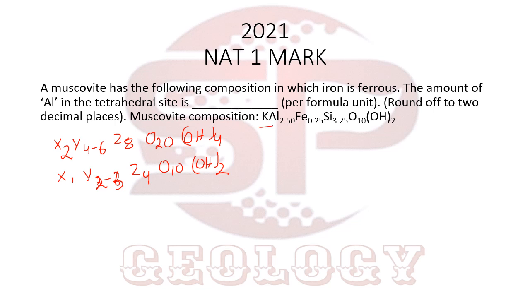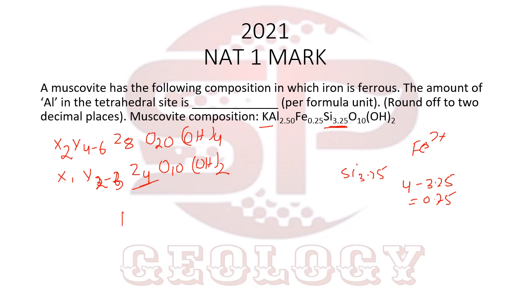So the K place is filled up, the X place is filled, that is 1. Now iron is 2+, so it will occupy the octahedral site. And here the Si place should be 4, but the Si is 3.25. So how many more will it require? 3.25 to 4 is 0.75. So 0.75 amount of aluminum will be present in the tetrahedral site.